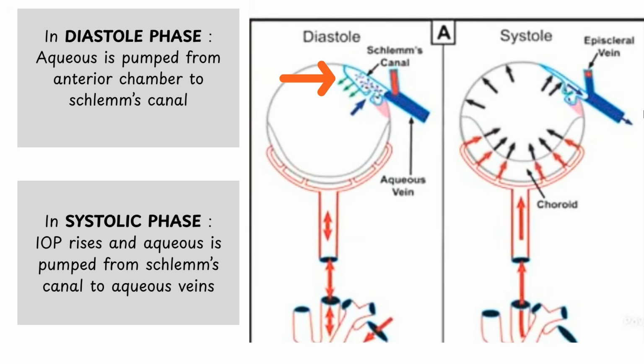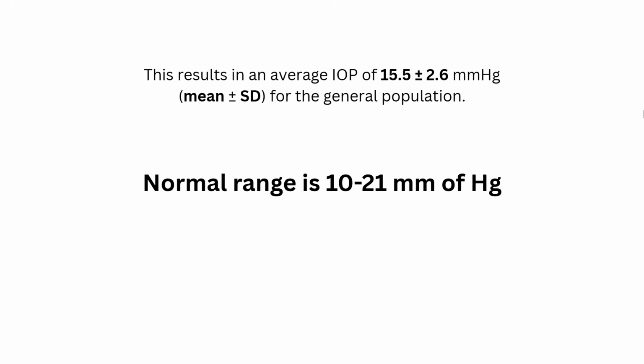Let's see how the aqueous humor is regulated along with the cardiac cycle. Now, in the diastolic phase, that is when the heart is relaxing, the aqueous is pumped from the anterior chamber and reaches up to the Schlemm's canal. But the main drainage, that is from the Schlemm's canal to the aqueous veins, occurs in the systolic phase, when the pressure within the heart rises or when the heart contracts.